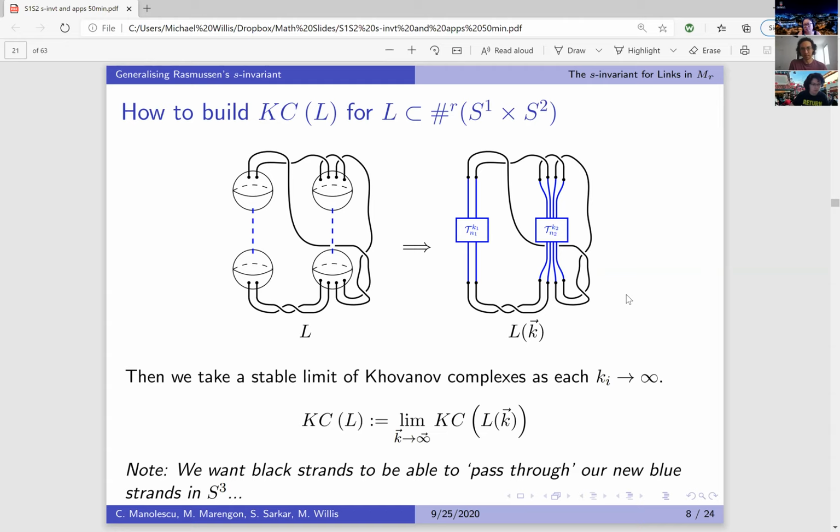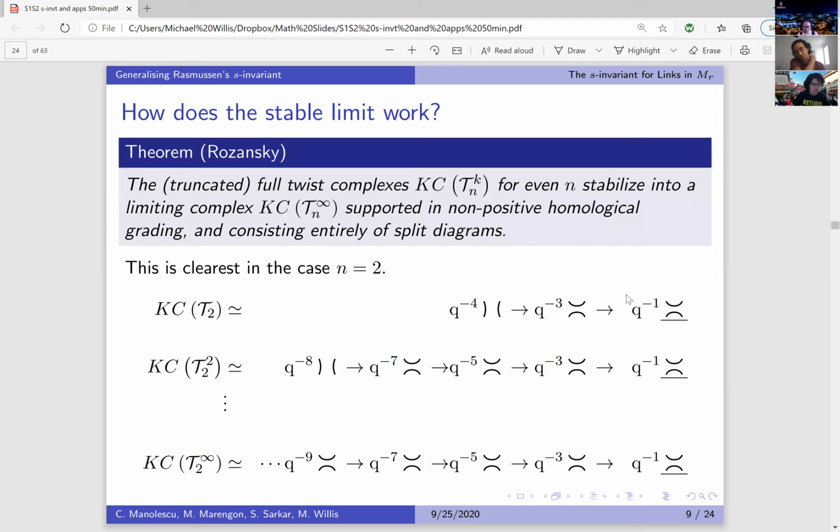Yeah, so just to expand on that a little bit, this is absolutely a very specific idempotent. And in a similar sense, this is a very specific limiting procedure. There are other ways to limit these infinite twists, sorry. But we need this very specific one because we need these split diagrams, because we want the black strand to be able to pass through the blue strands.